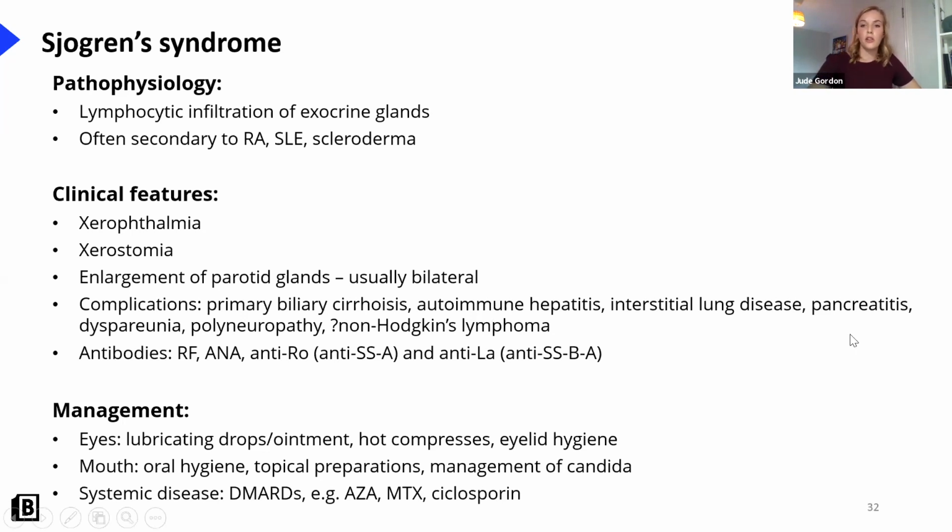And the management, as I've alluded to, the initial management is very much sort of symptomatic relief of those symptoms. So for dry eyes, trying things like lubricating eye drops or ointments, hot compresses on the eyes to alleviate any inflammation, eyelid hygiene. Similar for the mouth, so strict dental hygiene is really important. You can get artificial saliva preparations, or pilocarpine tablets can be helpful for dryness as well. And obviously if they get oral candida linked with it, then that can be treated as well. But they may well also need more systemic treatments, including DMARDs, and also some stronger treatments are rarely needed.